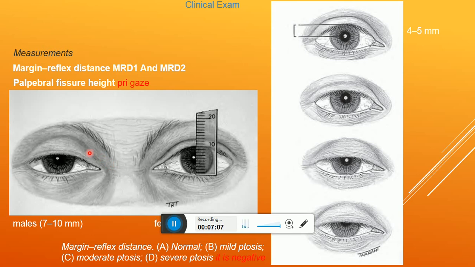Another measurement is palpebral fissure height. It is the distance between the upper and lower lid margins. Here you can see it is measured in the pupillary plane. The upper lid margin normally rests about 2 mm below the upper limbus, while the lower lid rests 1 mm above the lower limbus. This palpebral fissure height is shorter in females than males. It is 7 to 10 mm in females, while in males it is 8 to 12 mm.